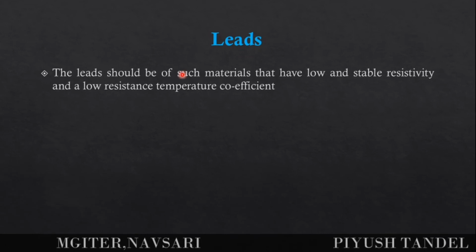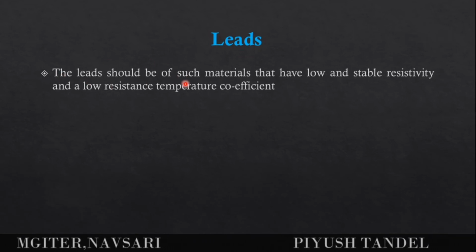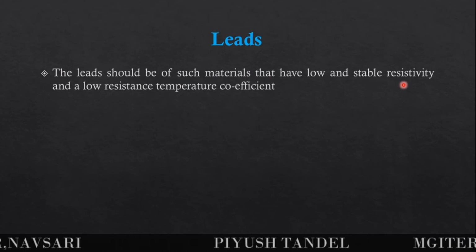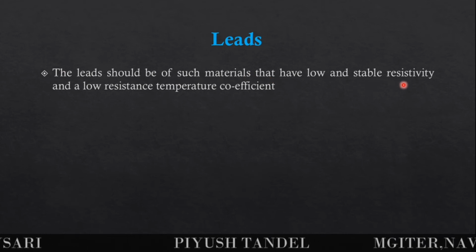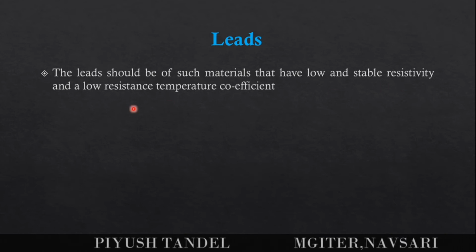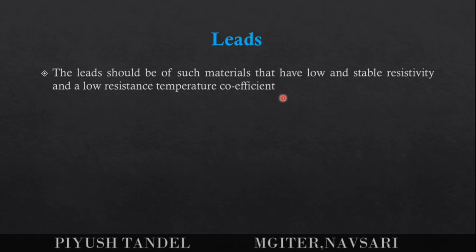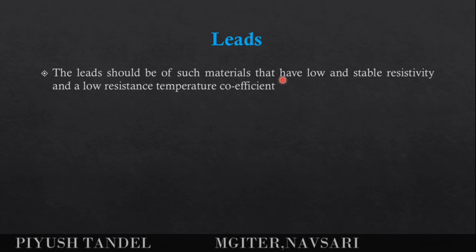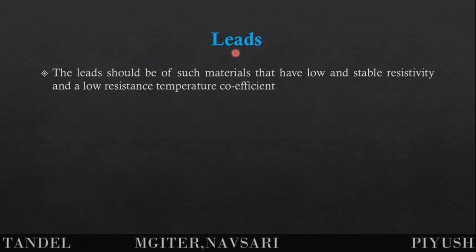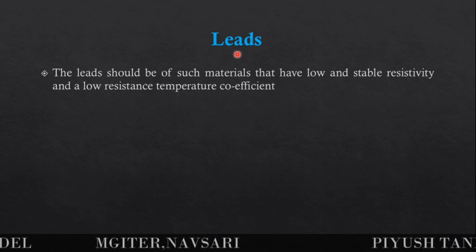Next, the last one, that is leads. The leads should be of a material that has low and stable resistivity, because the lead is the point from where we are going to take our output of the resistance. And low resistance temperature coefficient, because we are putting it into a different environment, so the change in temperature should not affect our leads very much.